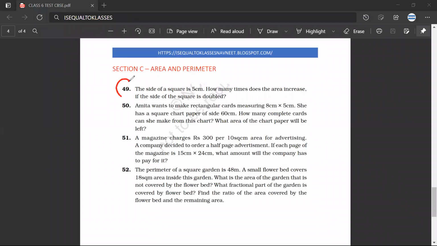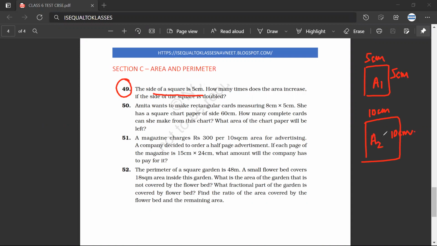Yes, Mr. Satya. Question number 49. How should I do this? So we have to make a square, and then let's write 5 centimeter, and then how many times does the area increase? What do we exactly do in this square?